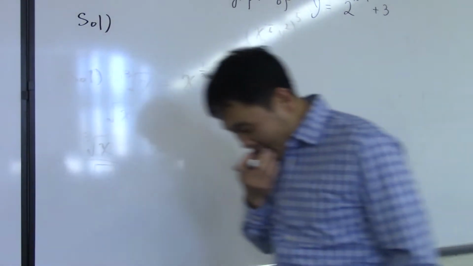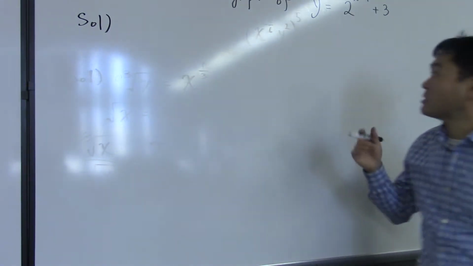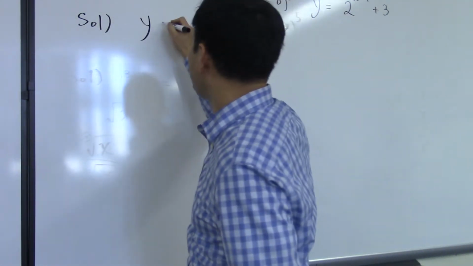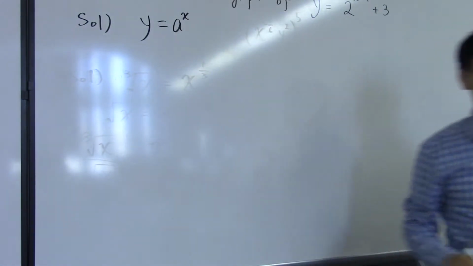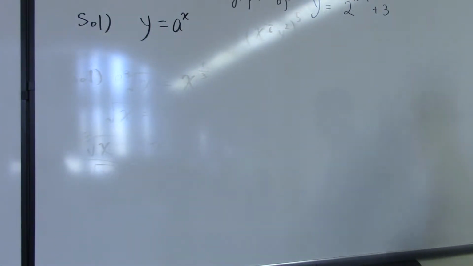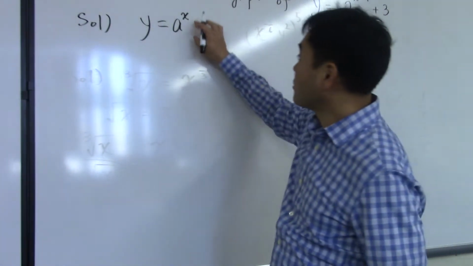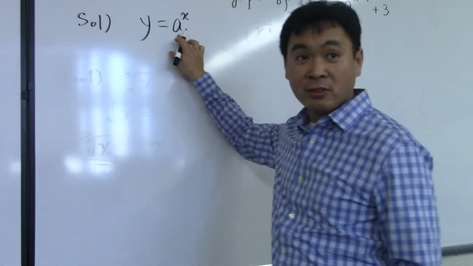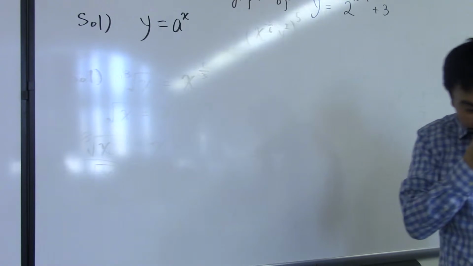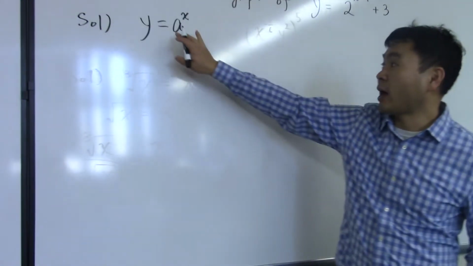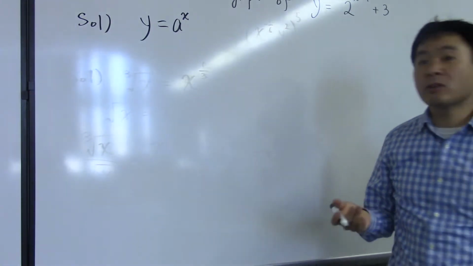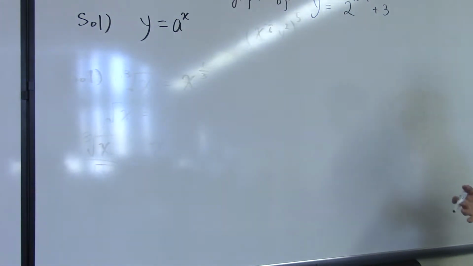I mean, it would be nice if you knew the graph of y equals a to the x. This is a so-called exponential function, where x is the variable and a is a fixed number. Now, depending on whether a is bigger than 1 or less than 1, by the way, a is a positive number, you have two different types of graphs.